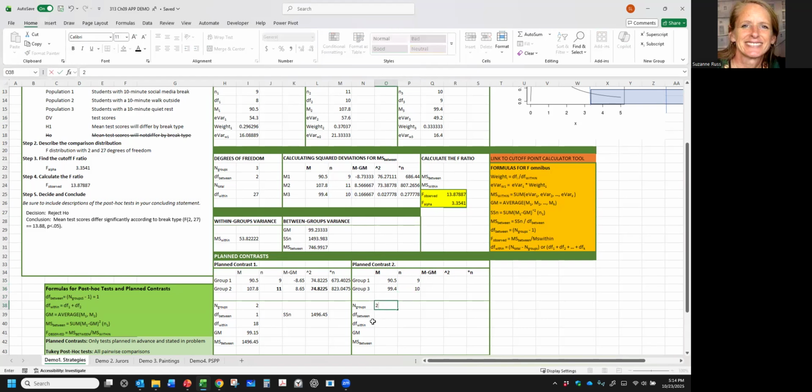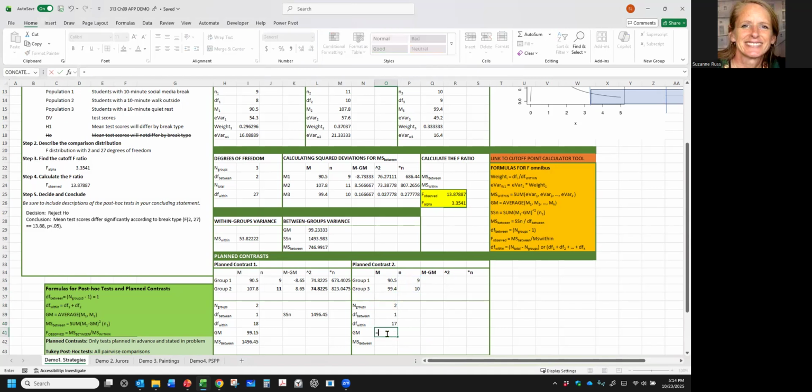We still have the 2, and we have 1, and our df within is just the sum of the df's for each group. We'll do it the same way we did last time. Let's go ahead and take these, and then just subtract the 2 groups out of there. So we have 17 this time.